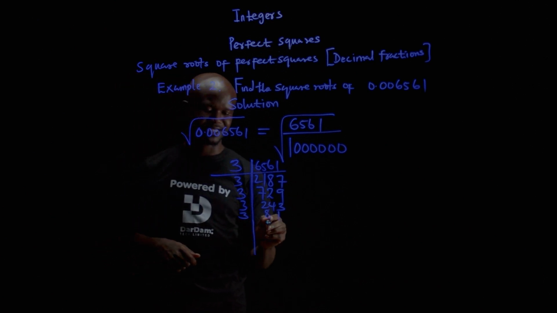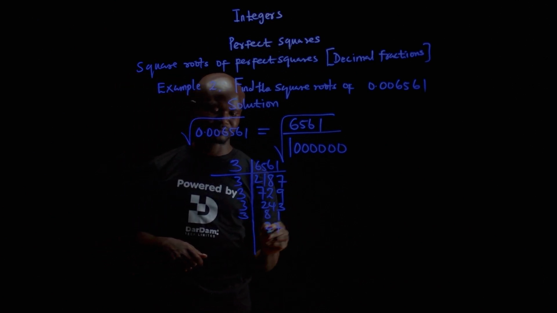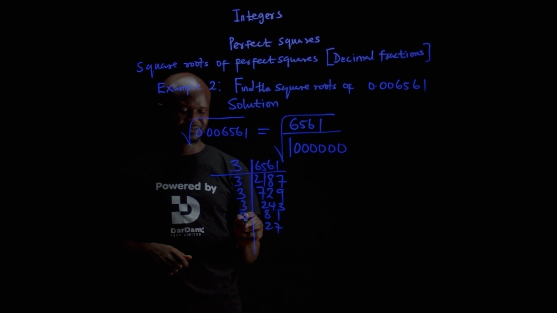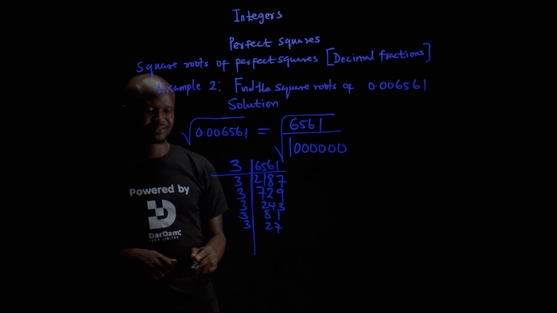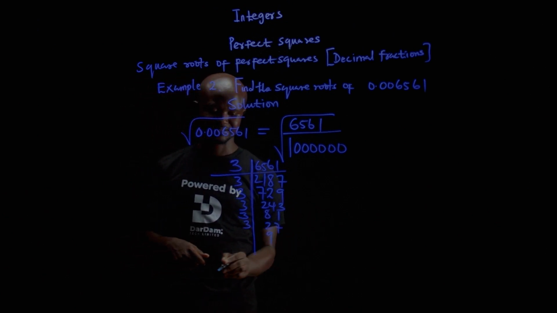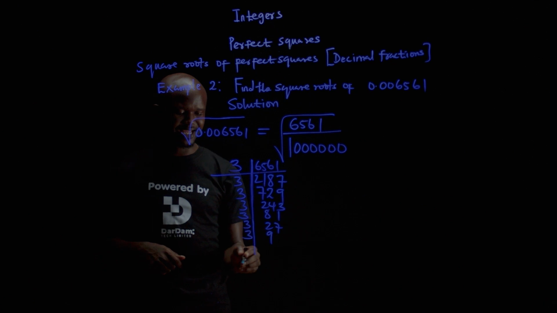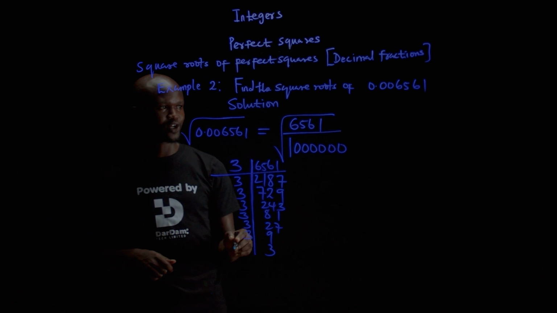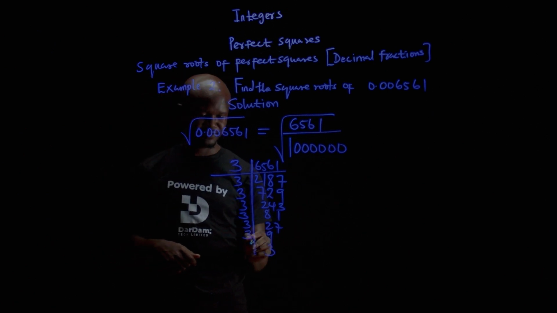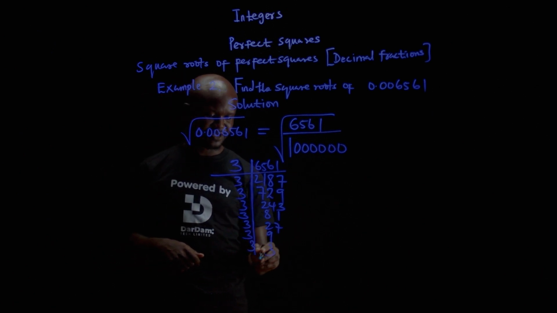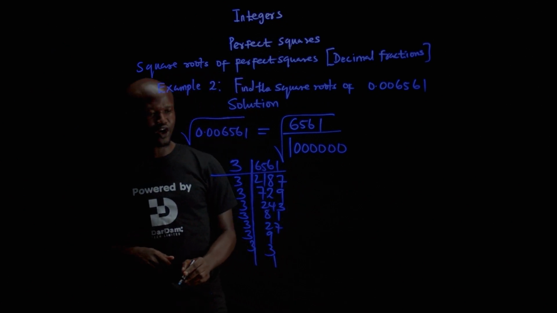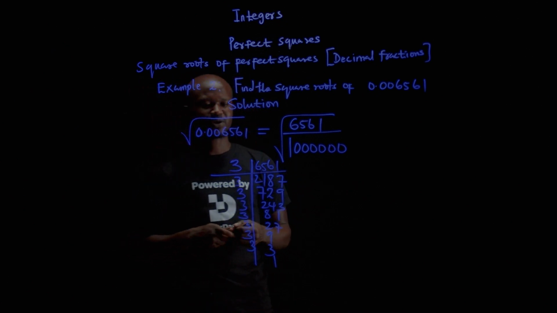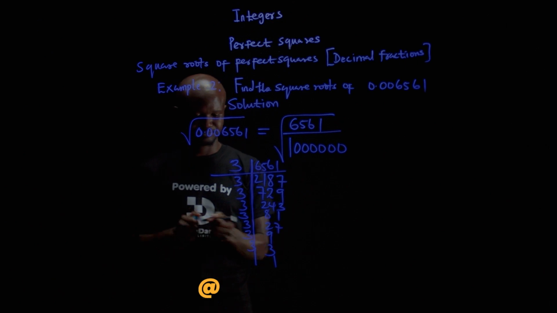81 divided by 3, 27. Then, dividing by 3 again, we have 9. Dividing by 3 again, what do we have? We have 3. Dividing by 3 again, what do we have? Dividing by 3, we have what? That is 1. So, in this case, we now have this.